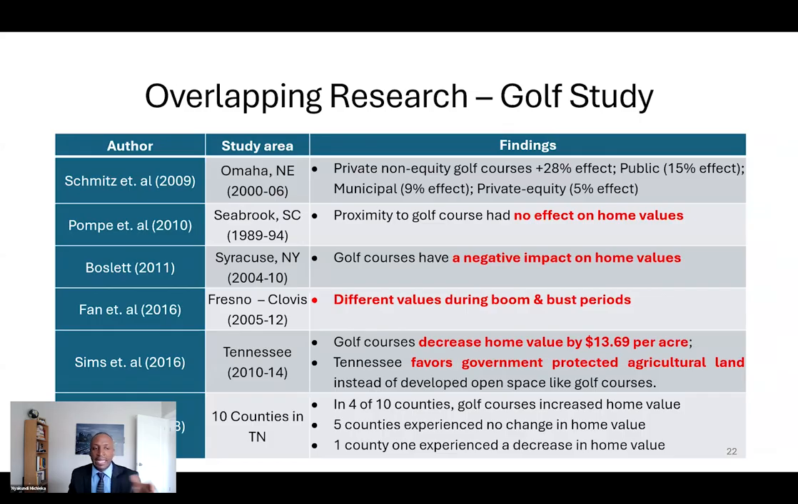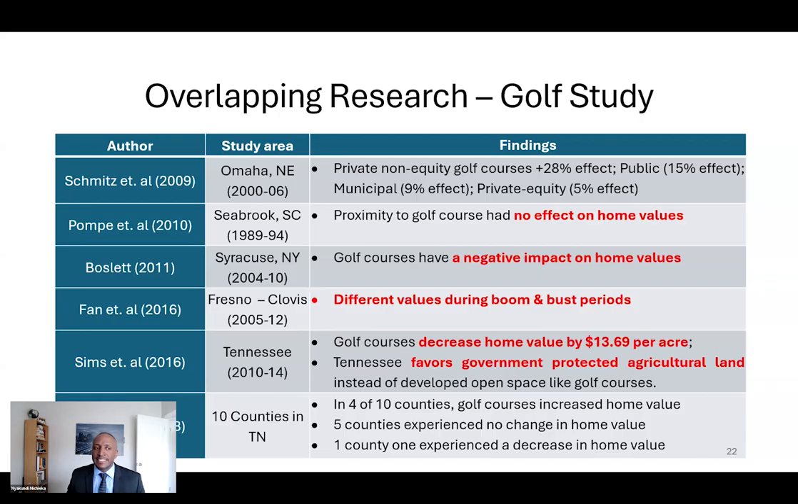And then in the last row, all the way at the bottom, in 4 out of 10 counties, golf courses increased home value. In 5 counties, there was no change, right? Golf courses had no impact. And then in 1 county, there was a decrease in the value. Now, if I start going up on that slide, you'll find that in some places like South Carolina, at least during this period, they found that proximity to a golf course had no impact on home values, okay?